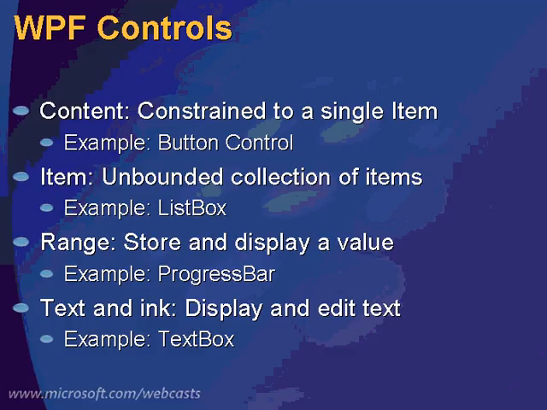Okay, so let's talk about WPF controls. We saw a few controls earlier. I did the stack panel, which is a control. I did the text block. I did a button. There are several different types of controls, but there are basically only 4 classes of controls. The first one is the content control, which is a control that's constrained to doing a single thing or a single item. For example, a button control really doesn't do anything beyond being a button.